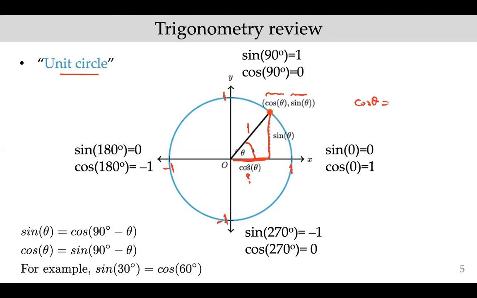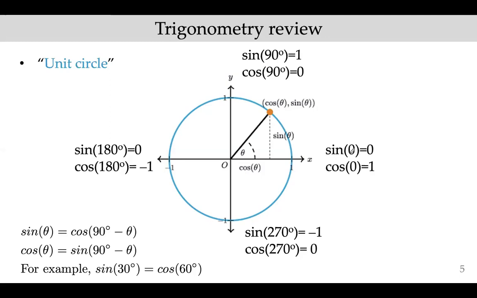equals, remember from the trigonometry, question mark divided by 1. So it turns out that question mark is actually cosine theta, which is right. And this part is sine theta. Also, this point here is the value of the sine theta. Okay, this unit circle is particularly useful if you want to calculate sine and cosine of certain angles.